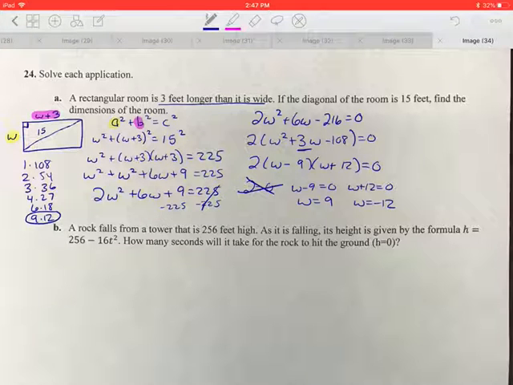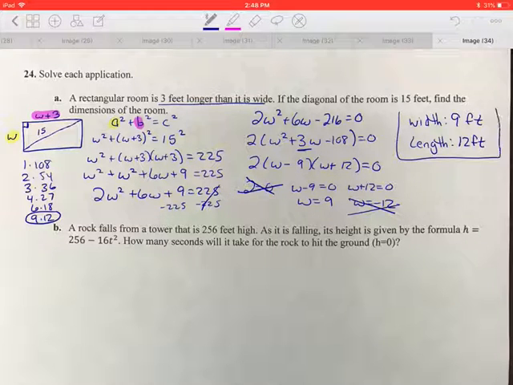Now this is a word problem. It doesn't make any sense to have a negative width, so I'm just looking at the positive answer. So my width is going to be 9 feet. I'm also asked to find the length. So remember, it's going to be 3 more than the width. So 9 plus 3 gives me 12. So then I have the dimensions of my rectangle.